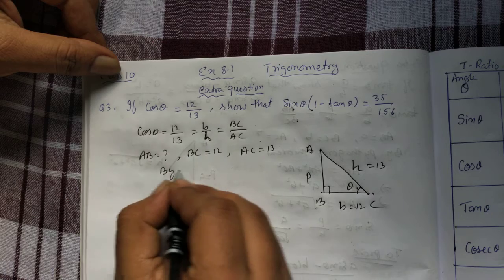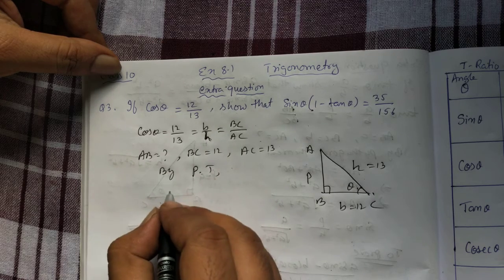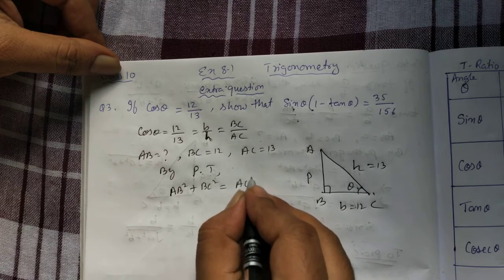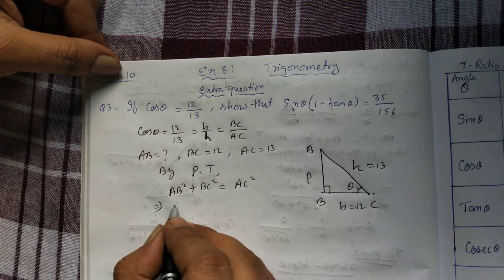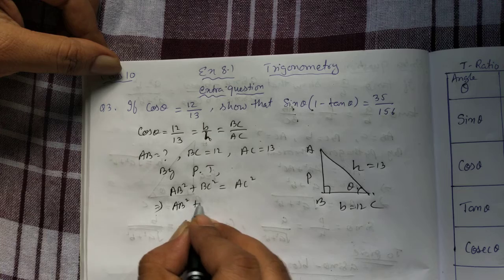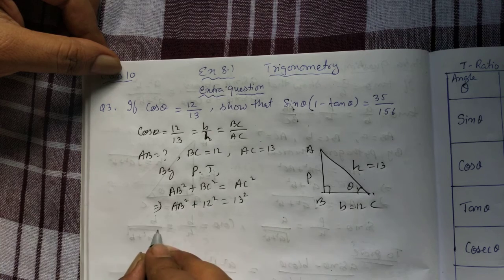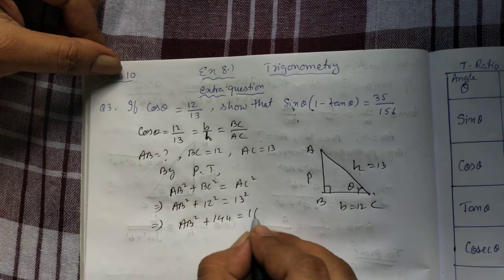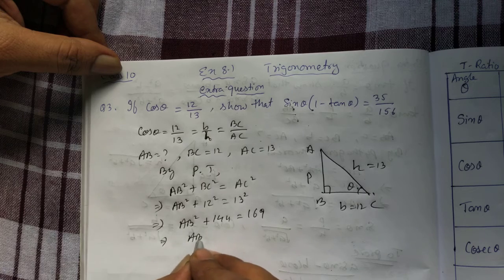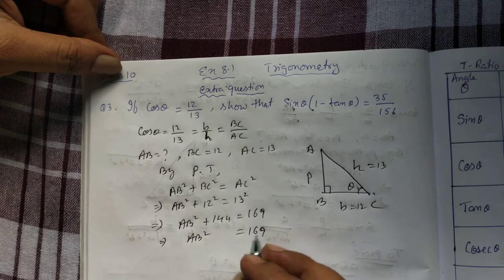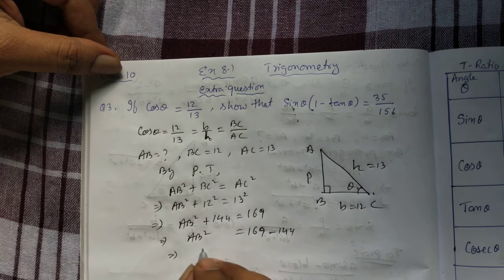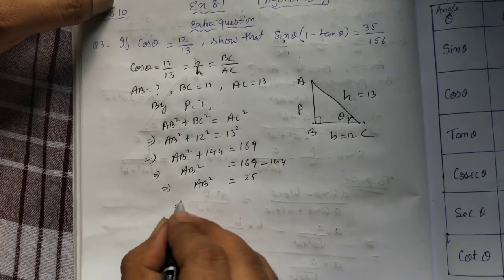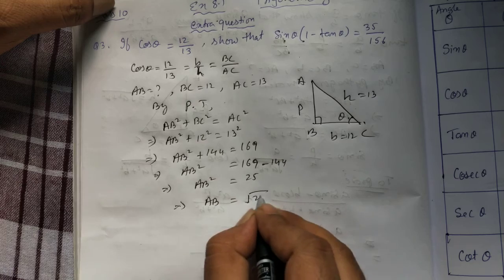Use Pythagoras theorem. By Pythagoras theorem, and writing in short, write the full spelling. AB square plus BC square equal to AC square. Put the value. AB we're going to find, 12 square equal to 13 square. AB square, 12 square is 144 and 13 square is 169. 144 goes on the other side. So AB square will be 25. So what will be AB? AB will be root 25, that is 5.